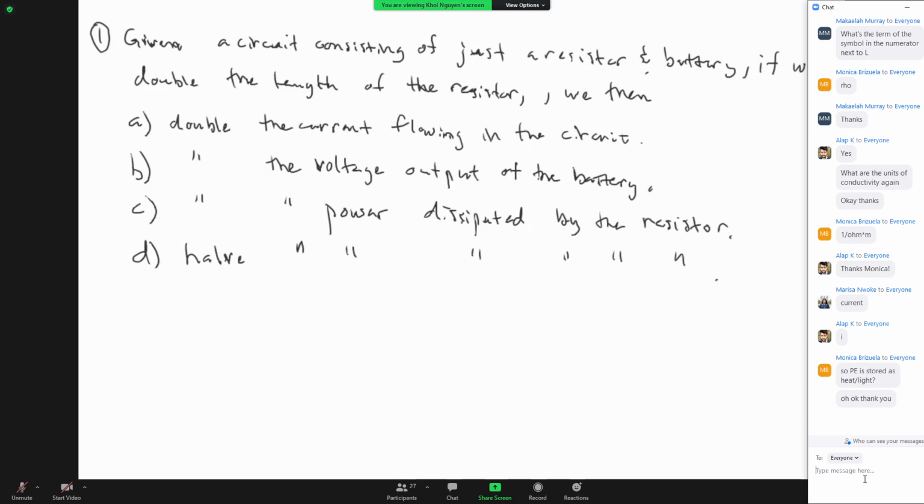Double the current flowing in the circuit, double the voltage output by the battery, double the power dissipated by the resistor, or halve the power dissipated by the resistor.